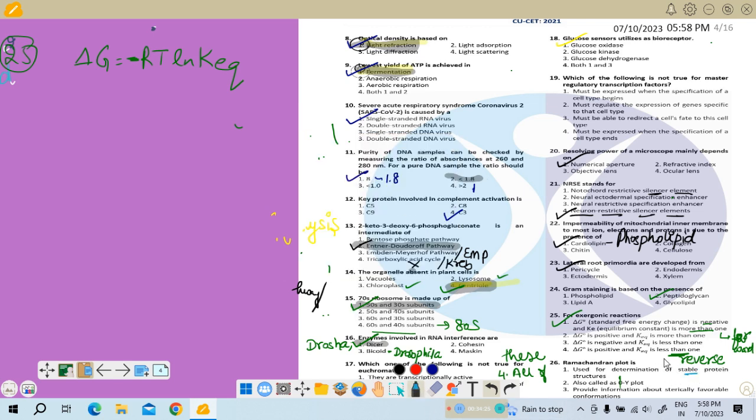Here Ramachandran plot, that is used for secondary protein structures, then also called phi plot. So this phi plot, then we have another symbol psi plot, then provides information about sterically favorable conformation. So option number D, all of these.